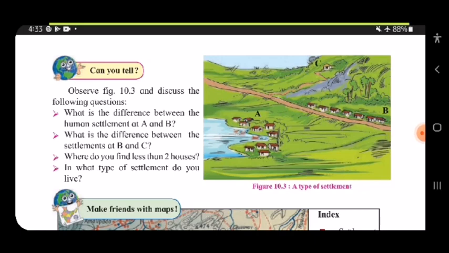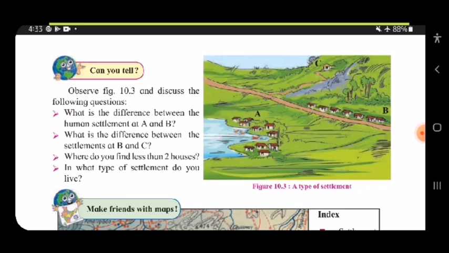The second question: what is the difference between the settlements at B and C? Now at B, as I told you just now, the houses are in a straight line, very close to the road. But when you look at C, only one house is there. The next question: where do you find less than two houses? That is in C.